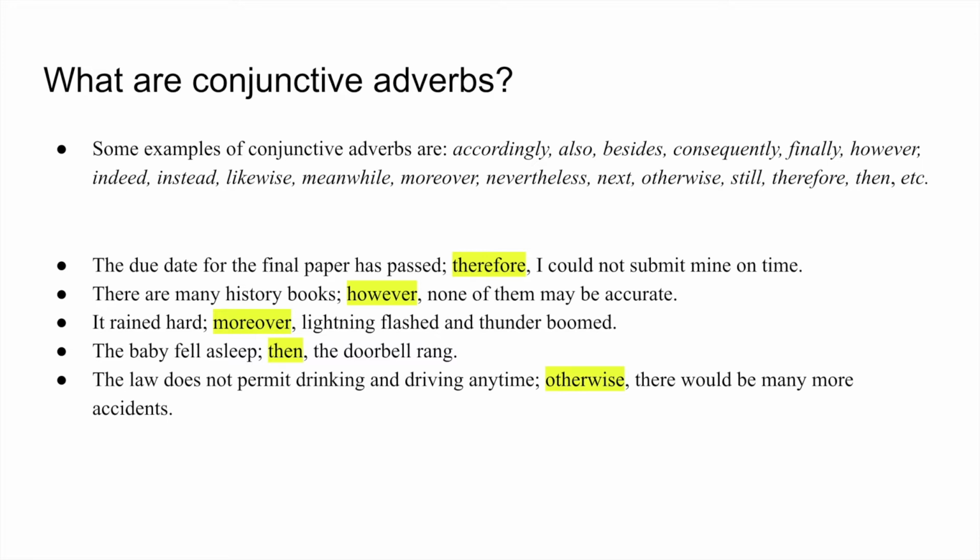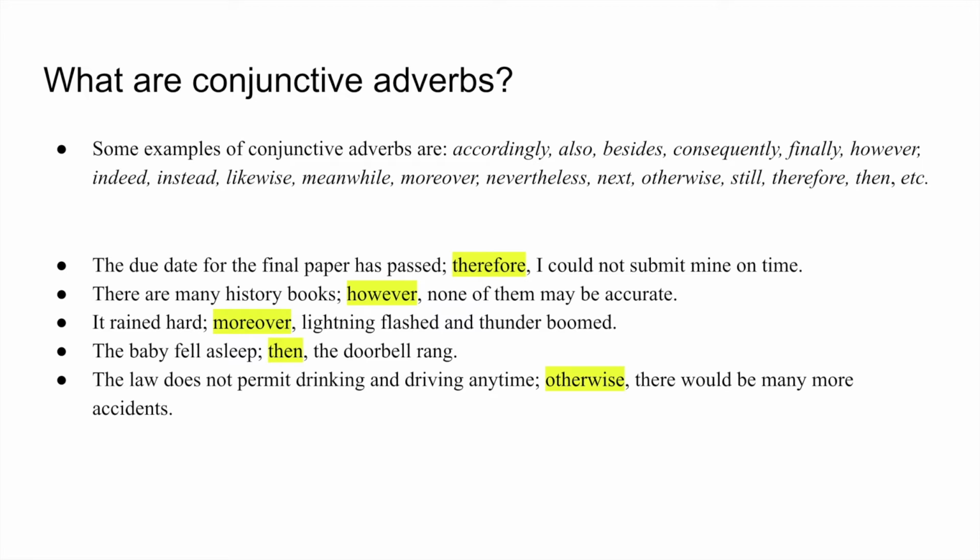So let's read the first example out on the screen. The due date for the final paper has passed. Therefore, I could not submit mine on time. So therefore is a conjunctive adverb, and it's used to show a consequence of something. The situation is that the due date for the final paper has passed, and because of that, as a consequence, or therefore, I could not submit mine on time.